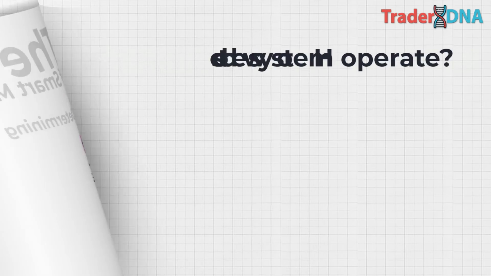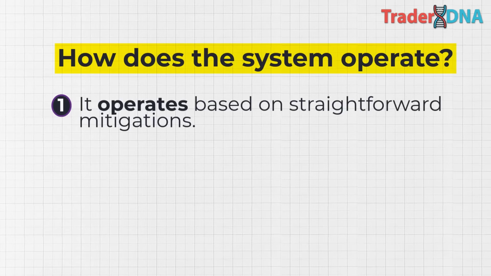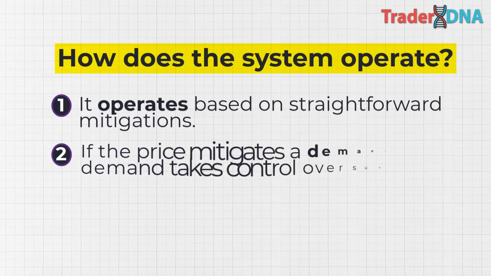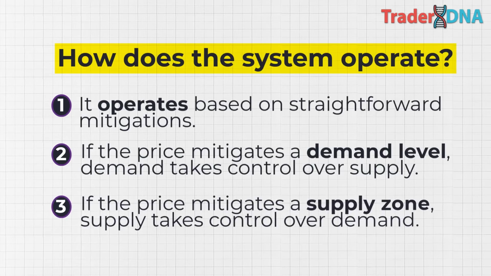So, how does the system operate? First, it operates based on straightforward mitigations. Second, if the price mitigates at a demand level, demand takes control over supply. Third, if the price mitigates a supply zone, supply takes control over demand.